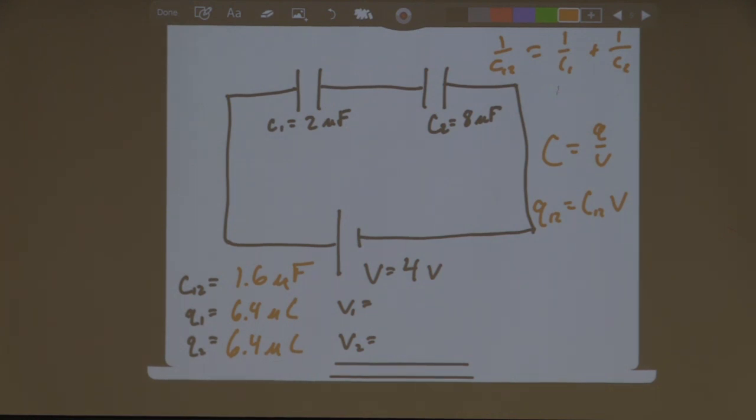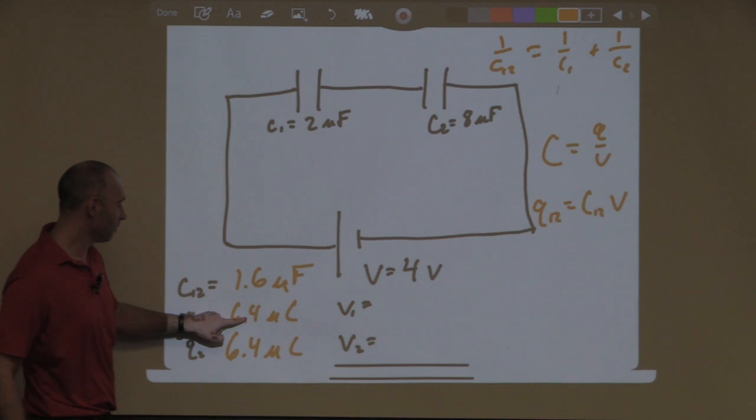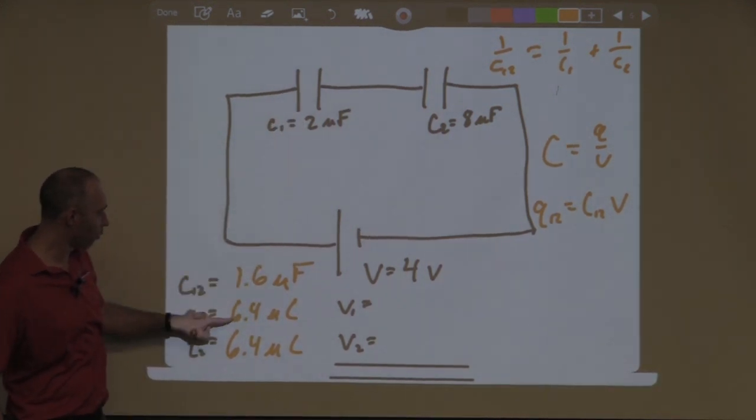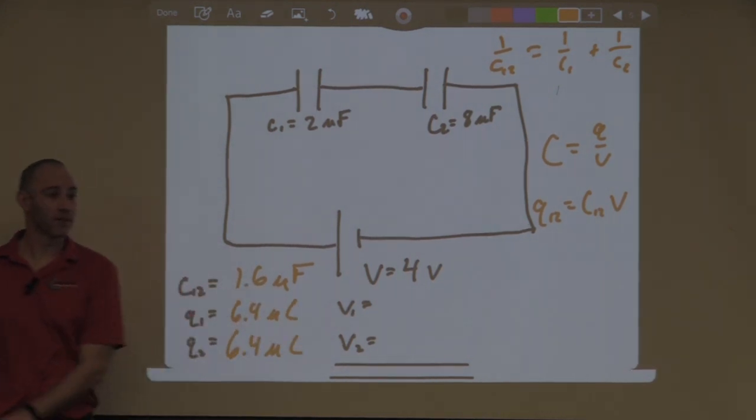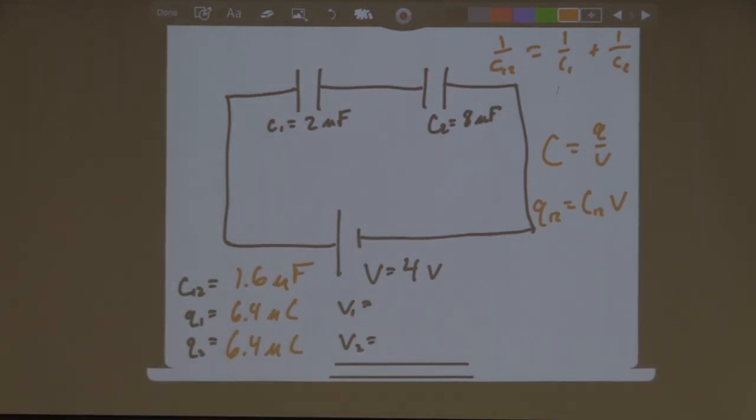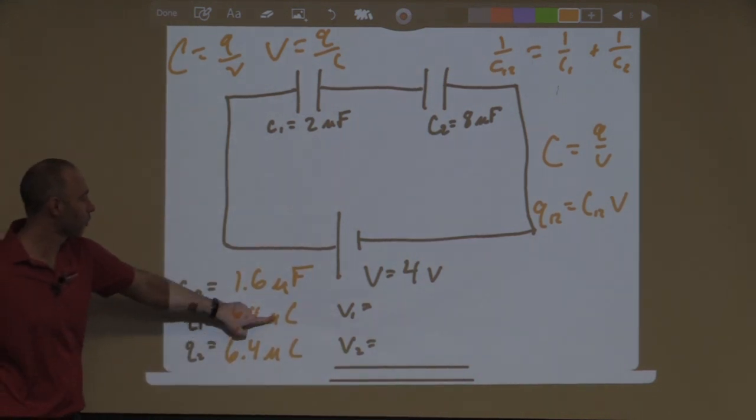All right, to wrap it up, we're almost done. The last thing I'm asking you to do is the voltage. If I know C and I know Q, I can find V. C equals Q over V. That means V is Q divided by C. Q is 6.4 microcoulombs.